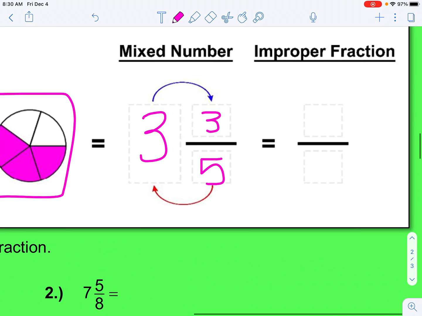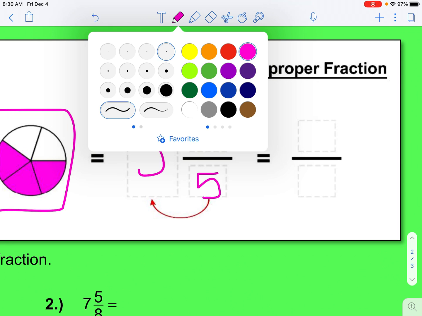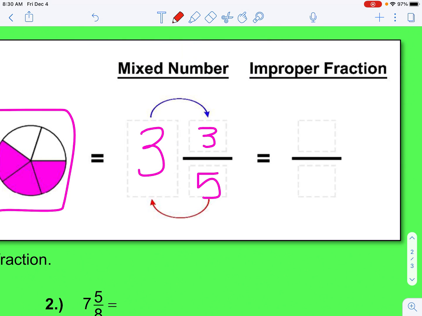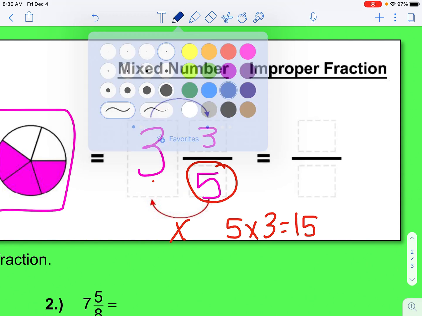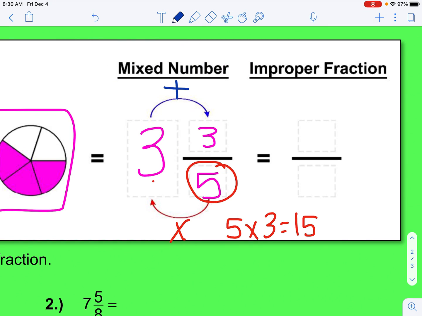Now, to change it to an improper fraction, here's how we do it. We always start with our denominator. So we take our denominator multiplied by our whole number out in front. So 5 times 3 gives us 15. But we're not quite done yet, because then we need to add whatever we got plus our numerator. So we need to take 15 plus 3, which gives us 18. So our numerator is 18.